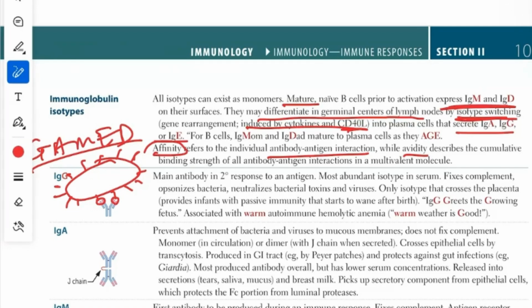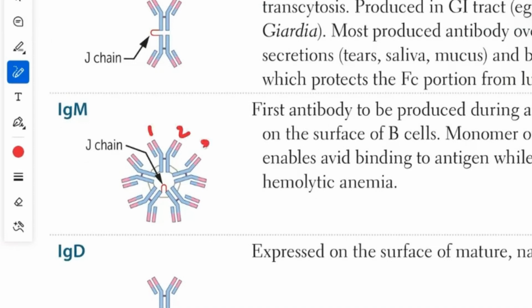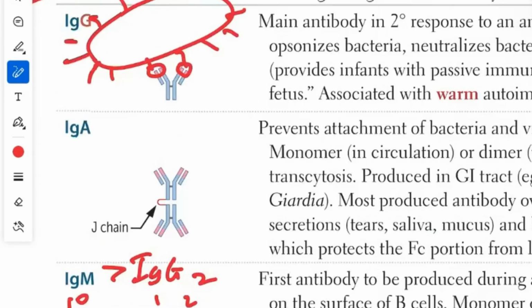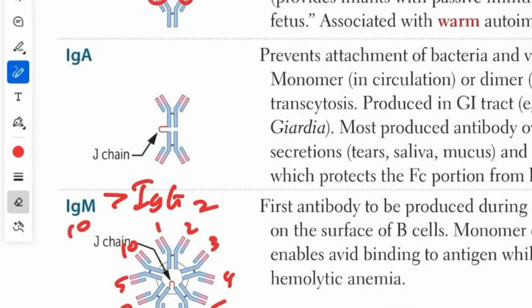So some antibodies have higher avidity compared to others. If you look at this IgM, for example, you can see it has 1, 2, 3, 4, 5, 6, 7, 8, 9, 10. So the avidity of IgM will be greater than that of IgG because it has 10, while IgG has 2, which you can see here, right? So the cumulative binding strength of IgM is higher than that of IgG, even though the binding strength of IgM or IgG may not necessarily be different.